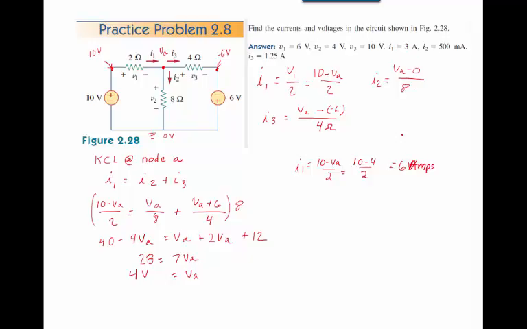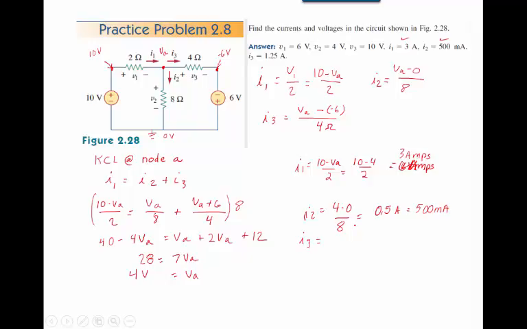I1 is 3 amps. Because I can't do the math. You're supposed to check my math. 10 minus 4 is 6, divided by 2 is 3 amps. Yep. I2 equals VA 4 minus 0 over 8, which is 0.5 amp, which is 500 milliamps. I2 is 500 milliamps.